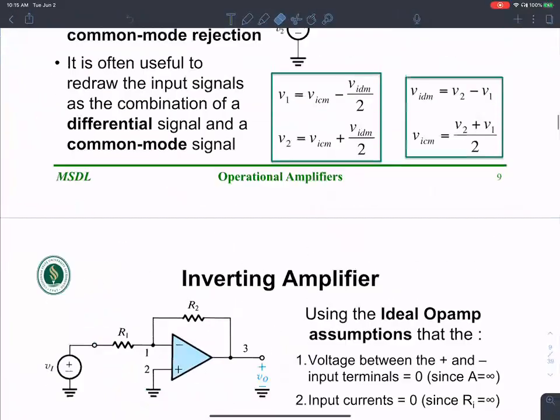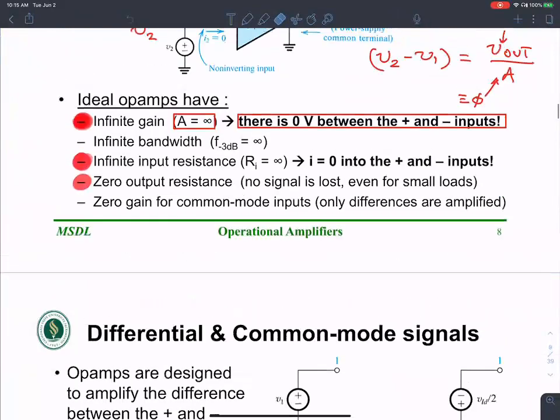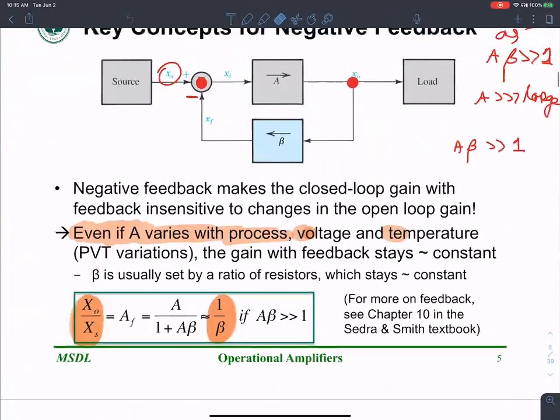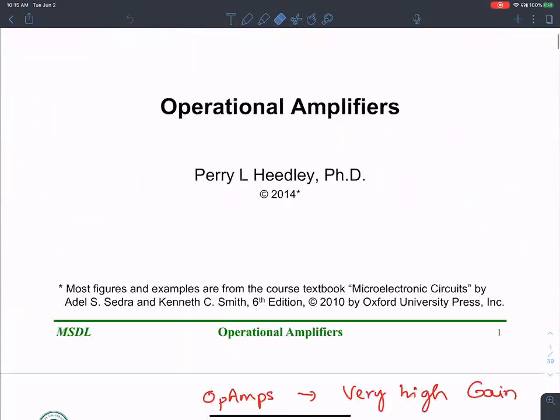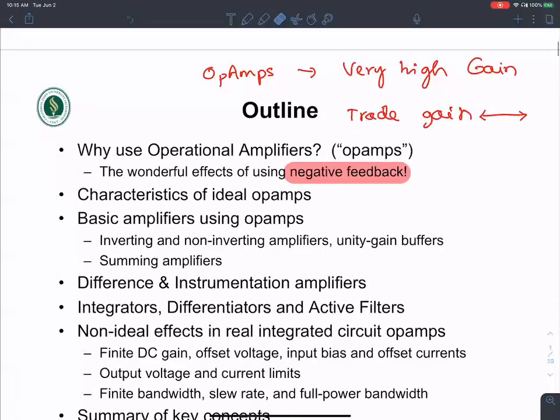All right, let's continue from where we left off. This is what we did in the last class. We started looking at the operational amplifier. The advantage of the operational amplifier is that it has a really large gain, which can be traded off for something else. You can gain some bandwidth in return for the extremely high gain.